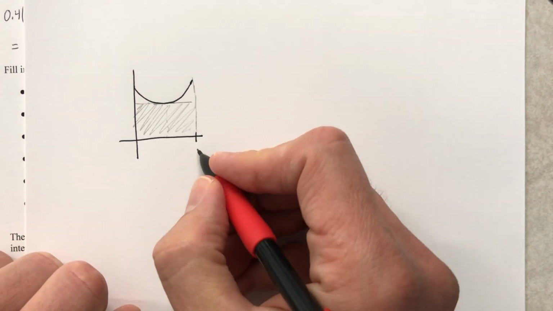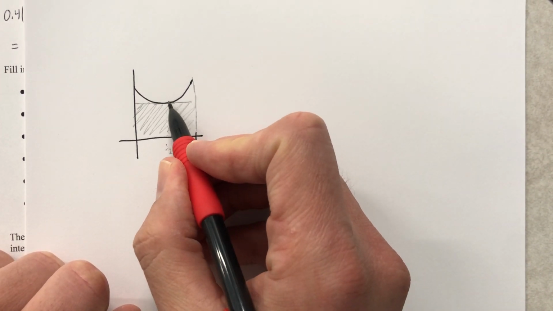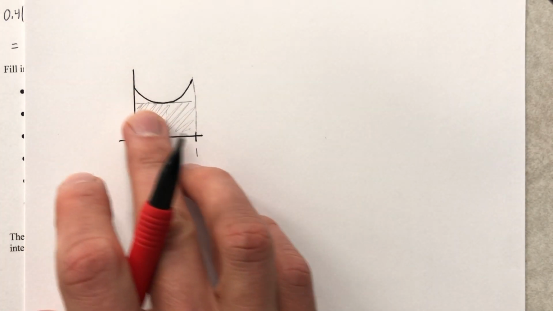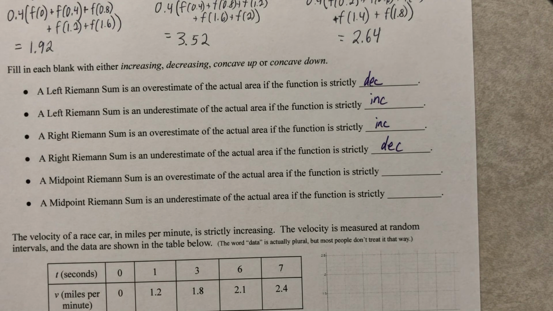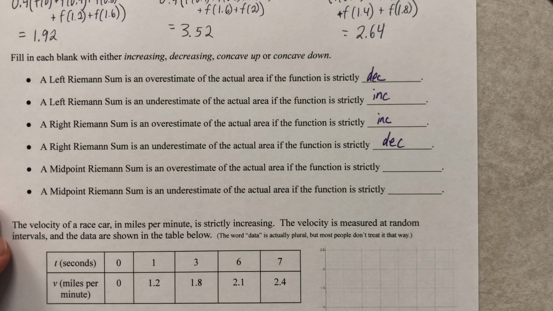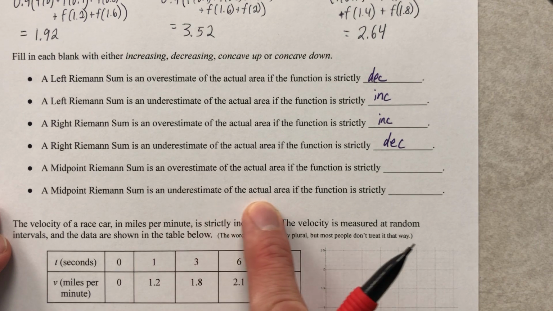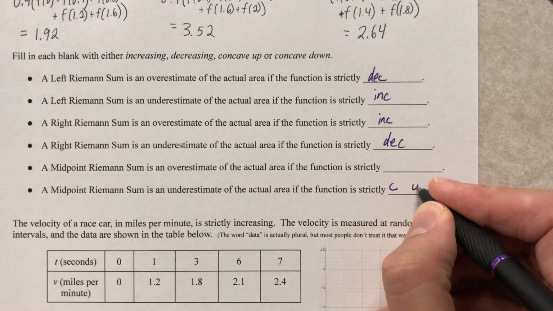Okay, so if this was like 1, this would be 1/2, and I would go up at 1/2 till I hit the function and I go over. Okay, clearly an underestimate. I have an underestimate if we are concave up. That was not the blank I was supposed to fill in. Oh well, we'll go with it. A midpoint Riemann sum is an underestimate of the actual area if the function is strictly concave up.